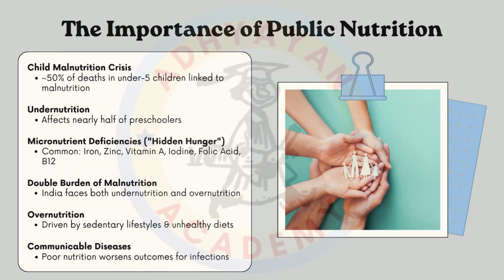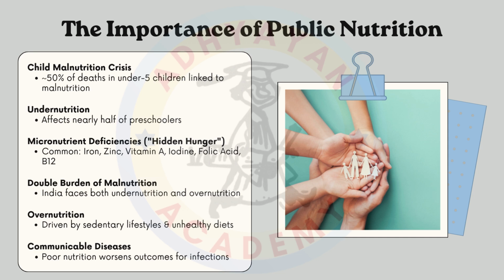Public nutrition is critical to national health and development. In India, malnutrition contributes to around half of all deaths in children under 5. Low birth weight affects nearly 1 in 5 infants, increasing their risk of poor health and early death. Undernutrition is widespread, nearly half of preschoolers suffer from growth retardation. Micronutrient deficiencies, also known as hidden hunger, are extremely common. Lack of nutrients like iron, vitamin A, and iodine harms brain development and reduces productivity, affecting individuals and the economy.